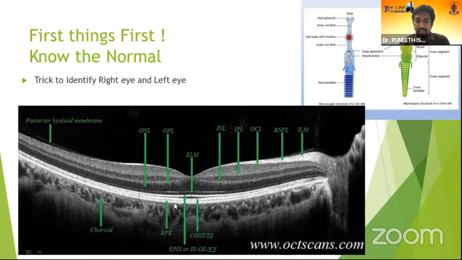Now apply the same thing to the OCT here. So this outermost hyperreflective or white layer is called the RPE. And after that comes the COST, or the cone outer segment tips.